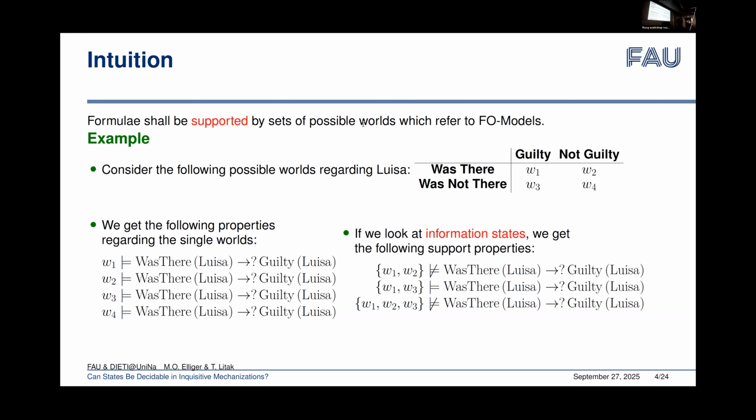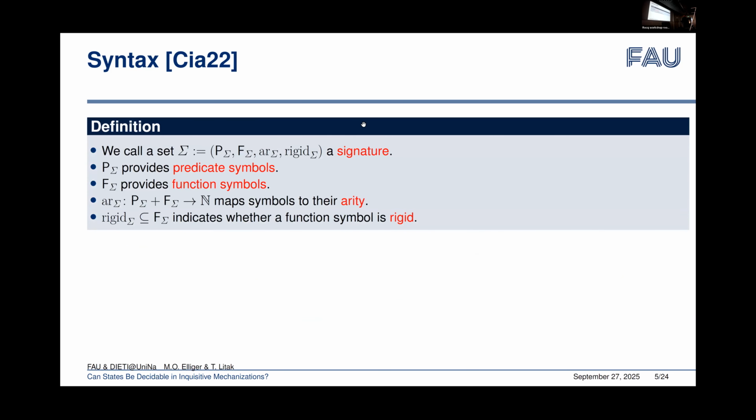Or if you just focus on the first and the third model, which answer differently the question whether Luisa was there and wasn't there, it means that knowing, not knowing whether, but knowing that, so here we have no question mark, Luisa was there, does not tell us whether or not Luisa was guilty, this kind of stuff. So this is basically the intuition.